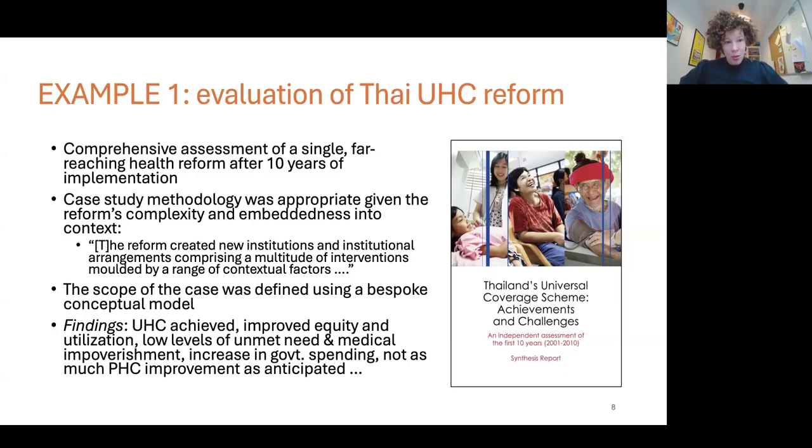One is an assessment of Thailand's universal health coverage scheme. Huge policy reform, extremely complex because it touched all parts of the health system. The goal was for everyone to have access to health coverage, which was pretty much achieved, which is incredible. The reform, as I said, extremely complex, embedded into the context. You can't think of this reform outside of the Thai context. Here's a quote from the report, which I've put a shot of the cover on this slide.